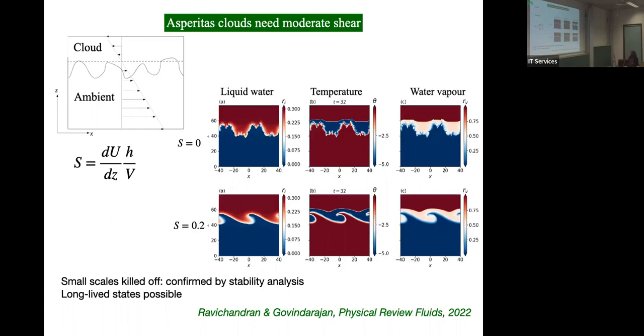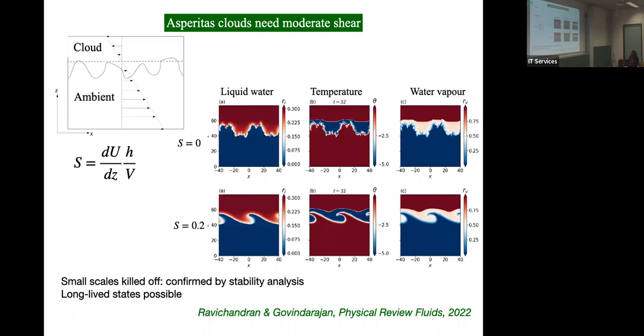So it's our contention that you take the same box as before with cloud above, ambient below, and add a shear to it, a uniform shear, and you get asperitas instead of Mammatus. So we do the exact same simulation, but now with a mean shear given by some numbers similar to observations of asperitas. If we do the exact same simulation, liquid water, temperature, water vapor at the same time with zero shear and shear equal to 0.2, you see Mammatus-like structures without shear, and asperitas-like structures with shear, a lot more smooth variation in this way.